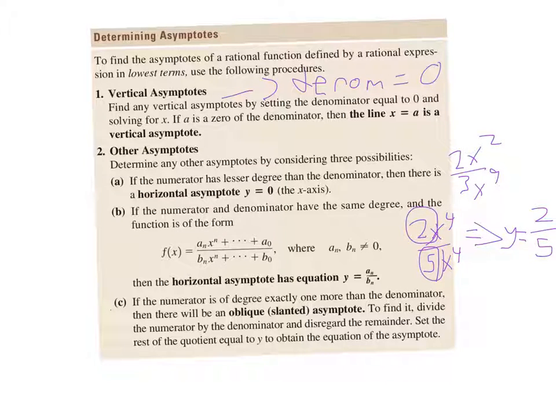And if the numerator is exactly 1 degree more than the denominator, like say if you have 2x to the third minus x plus 6 all over 3x squared minus 4, then you can divide the numerator by the denominator and then ignore the remainder.